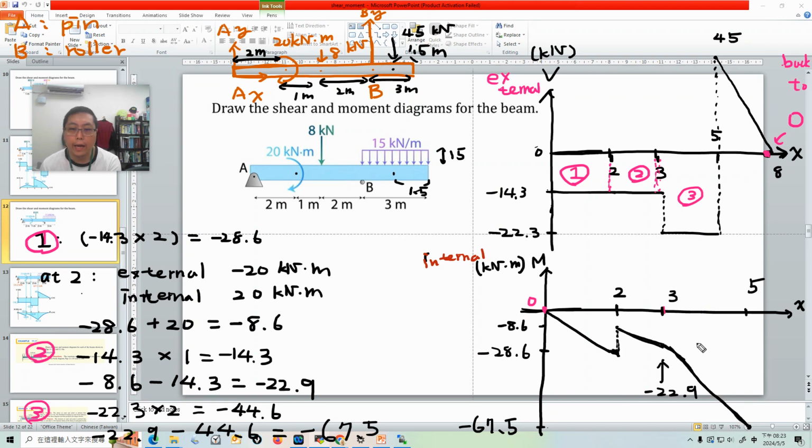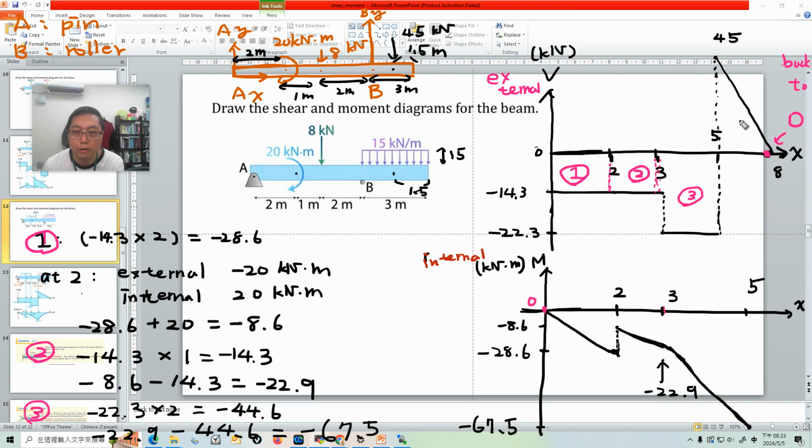Okay, and the final part is from position 5 to position 8. Let's see. I think I drew it wrong here. I think my notes are wrong. Well, anyway, I know the right answer. Here the final part is here.